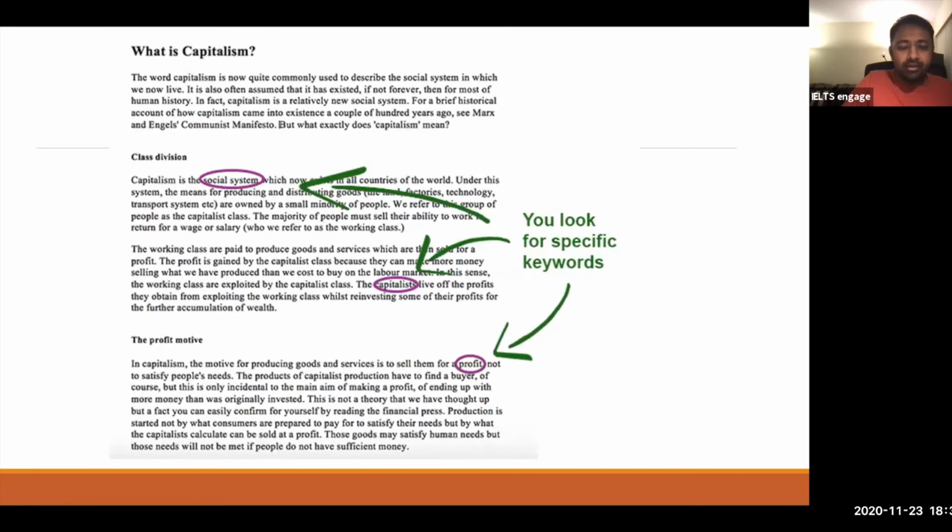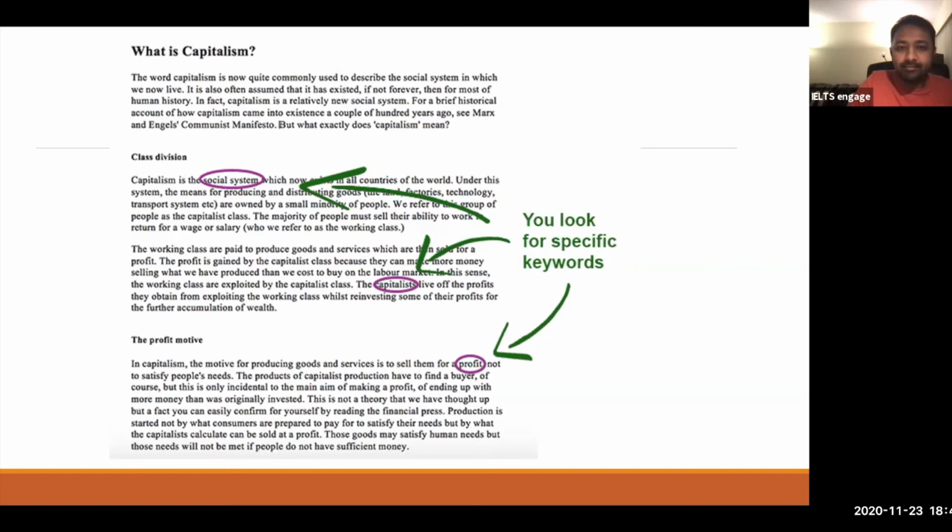All right, so here's a quick look at what scanning looks like. I'm just going to underline the keywords. The first one is social system. The second word I'm underlining is capitalists. I'm underlining profit. So I feel these are important words. When I'm reading a particular paragraph, it could be any of these words or phrases that I feel are important, and we underline them, and that will help us come back and locate the answers in the text.